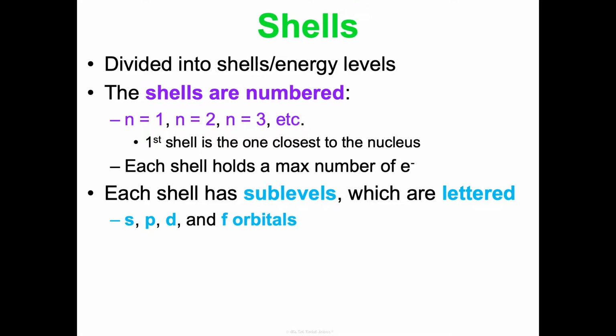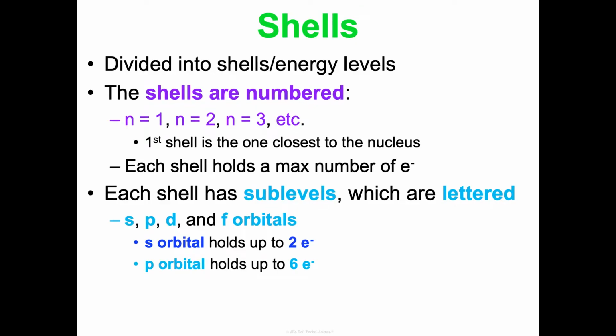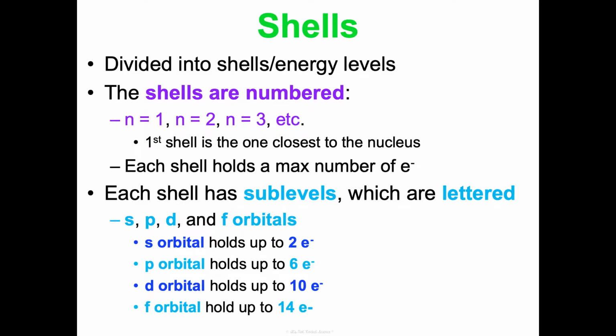We're just going to have more sections. These are called orbitals. So that S orbital holds up to 2 electrons. The P holds up to 6. The D holds up to 10. And the F holds up to 14.